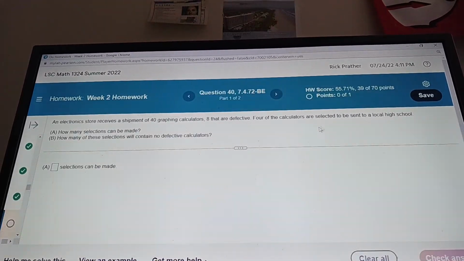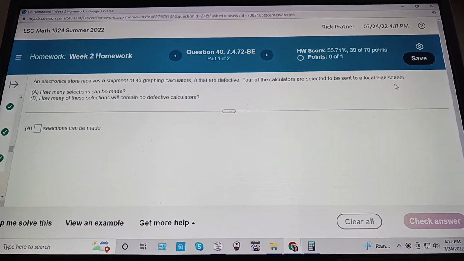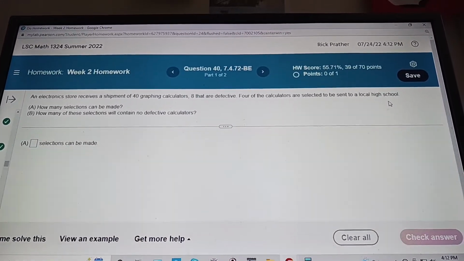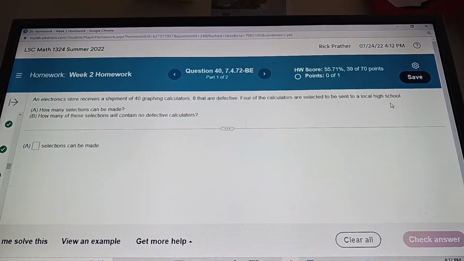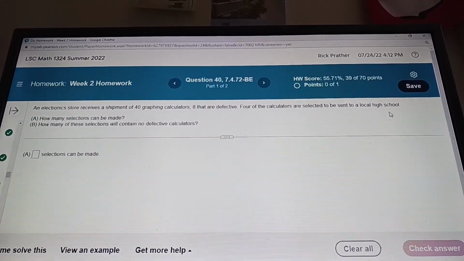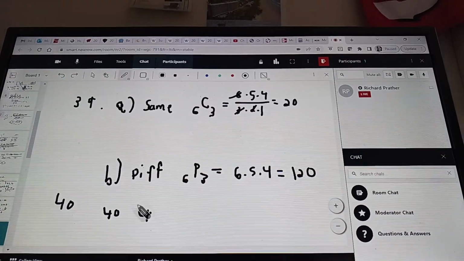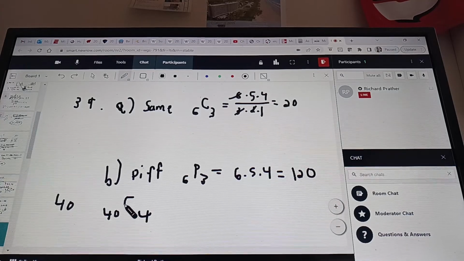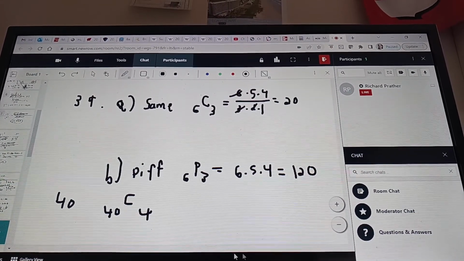And then they're just going to be sent to a local high school to be used. So they'll put all 4 of them in a box and send them there. It doesn't matter which one goes in the box first. The calculators are not being treated differently. So they all have the same job. They're all going to the high school. This is where you have to decide that this is a combination because the order doesn't matter that I send them to the high school, and they're not being treated differently.